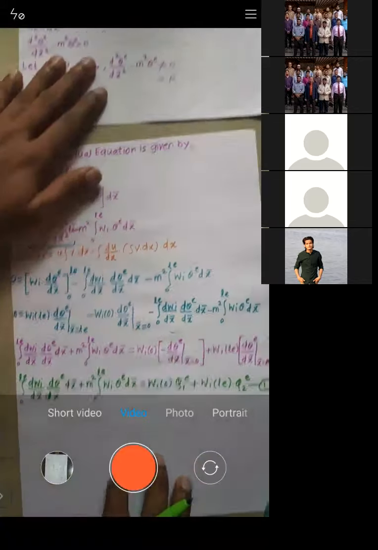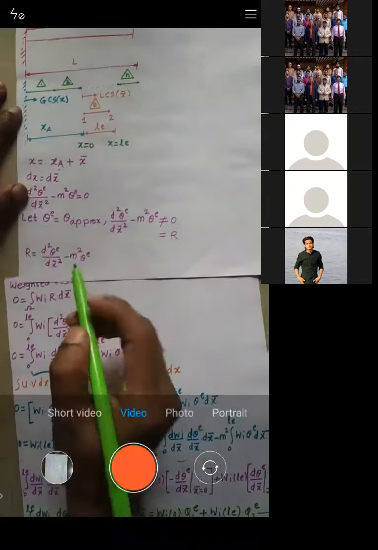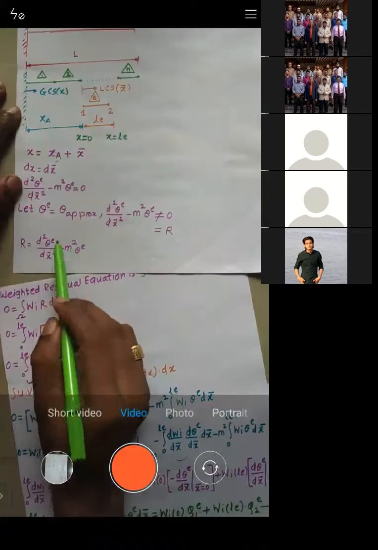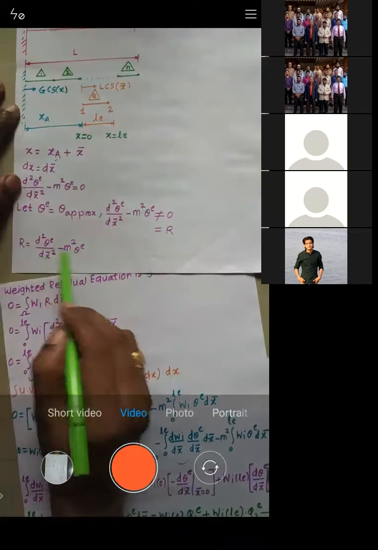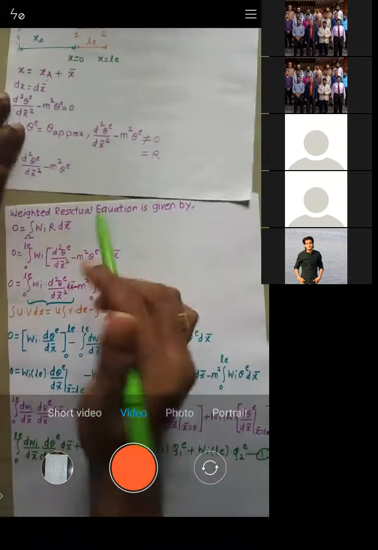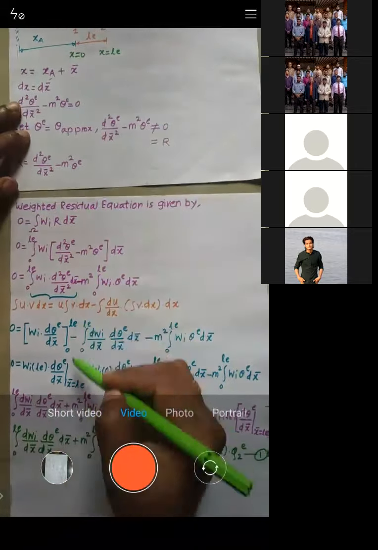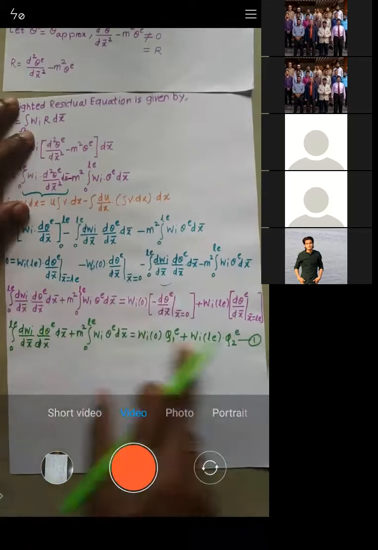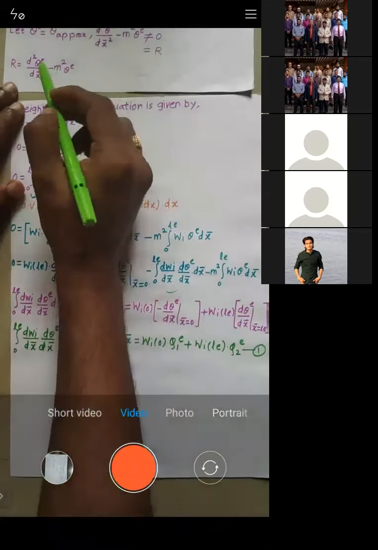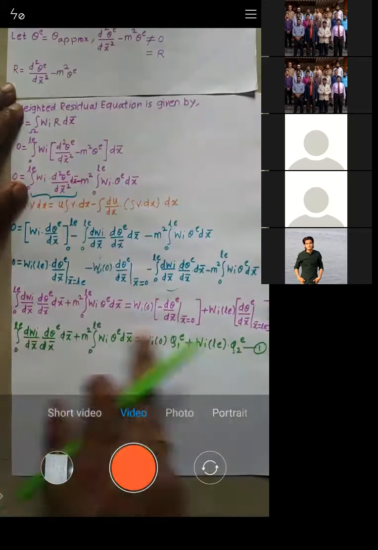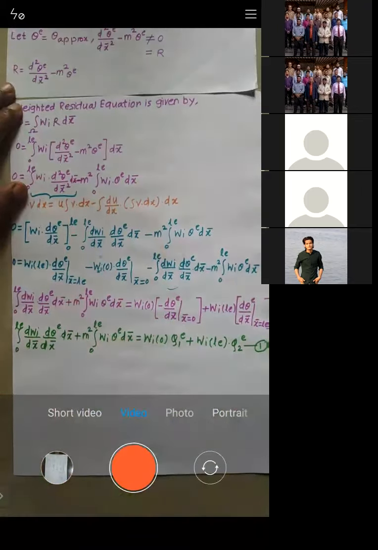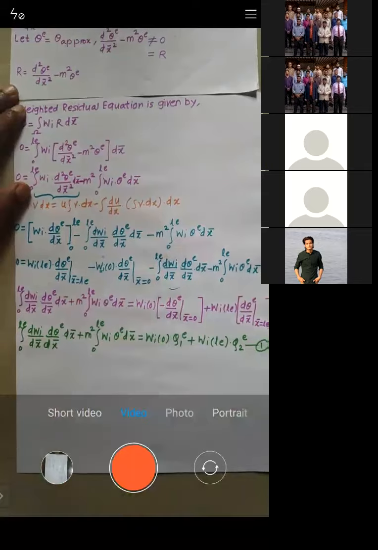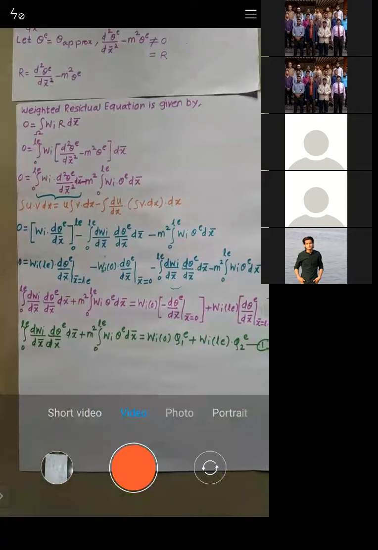Now see, all of you, what advantage we got. This was the equation, d square theta by dx square minus m square theta, which was a second order differential equation. We have applied the weighted residual technique and made it weak. So the equation which was second order got reduced to first order. Is it okay, all of you? Let me know.